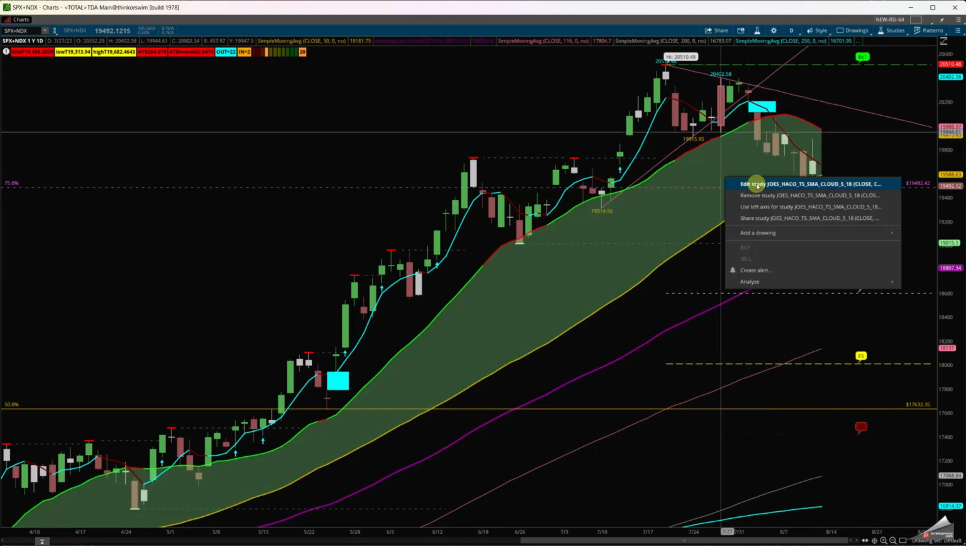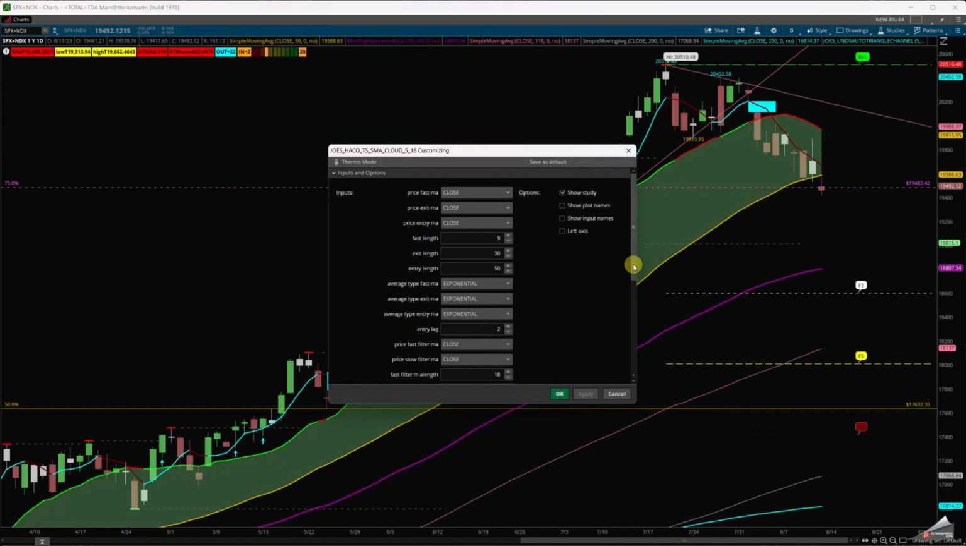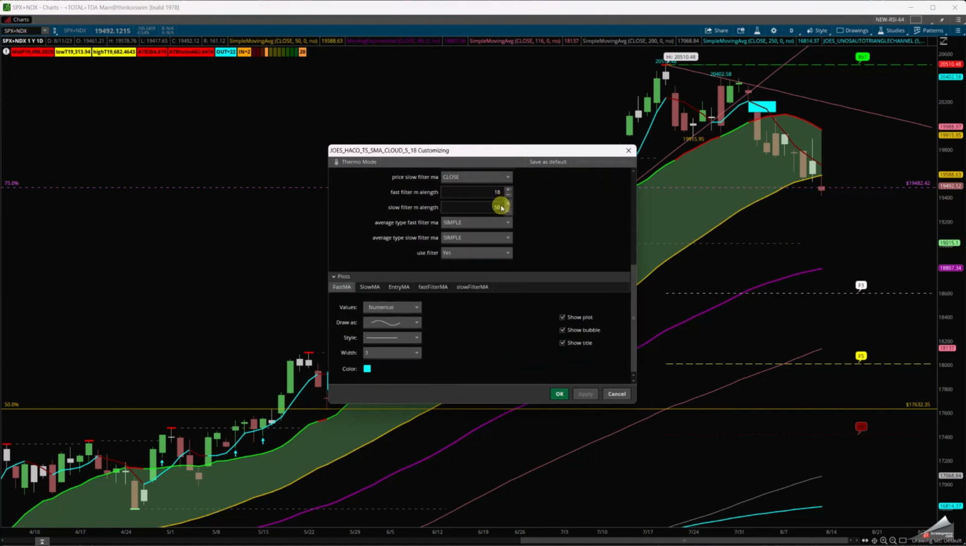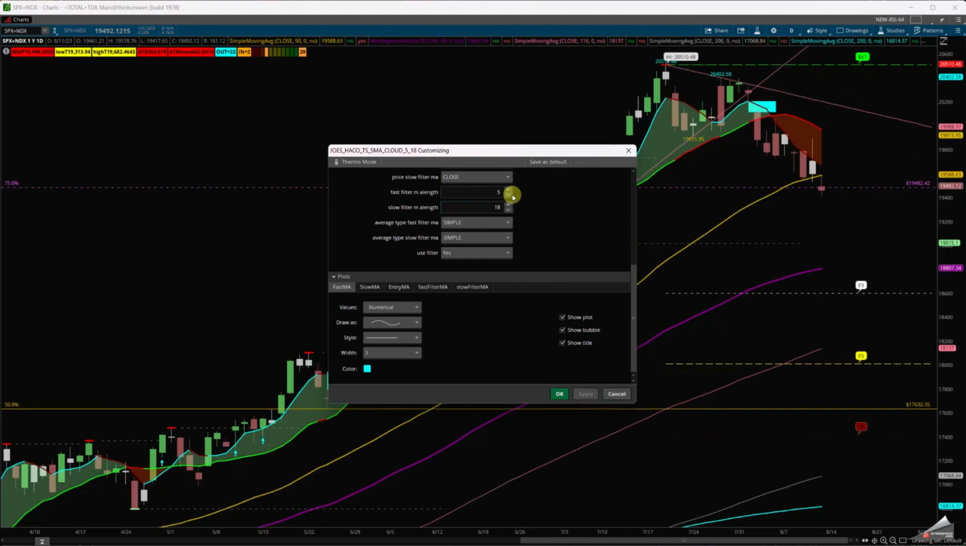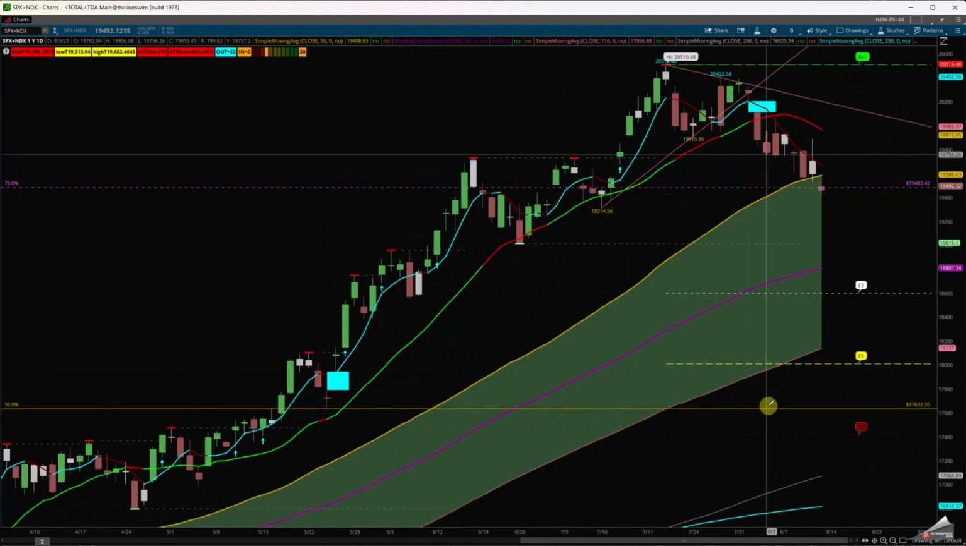If I switch this to the 18, I'm going to edit this and show you how I do this. This is an 18 and 50 simple moving average. If I put this back in here to a 5 and I put this one to an 18, it's going to switch the cloud for me to the top. If I want to switch it between the 50 and the 116, okay, I'm going to add this to the 50 and the 116 SMA here. I just want to give you a visual of how far we are away from these levels.